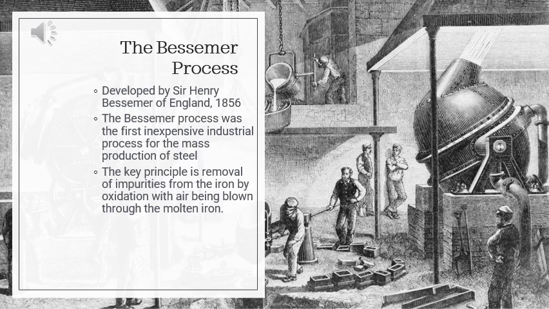The Bessemer process was developed by Sir Henry Bessemer of England in 1856. The Bessemer process was the first inexpensive industrial process for the mass production of steel. The key principle is removal of impurities from the iron by oxidation with air being blown through the molten iron.